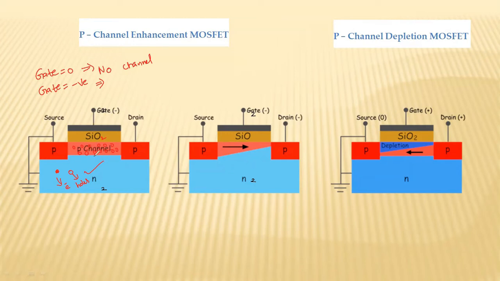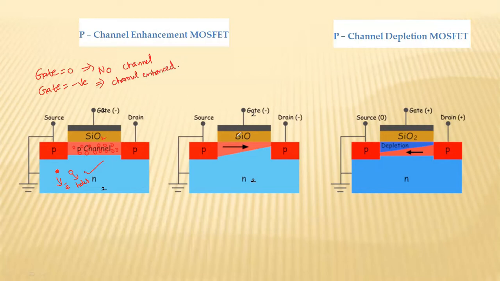And this channel is induced only when we apply negative voltage at the gate, so that is why we call it enhancement mode. The channel is enhanced only depending on the applied voltage at the gate. Whenever negative voltage is applied, the channel is induced. Channel is enhanced.